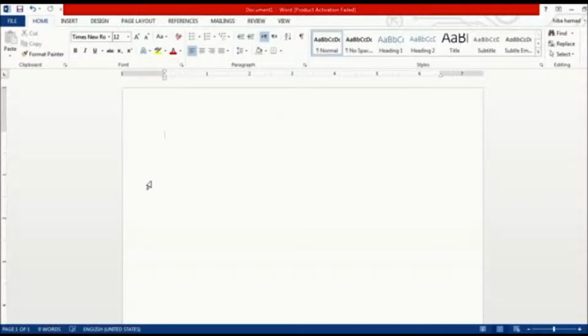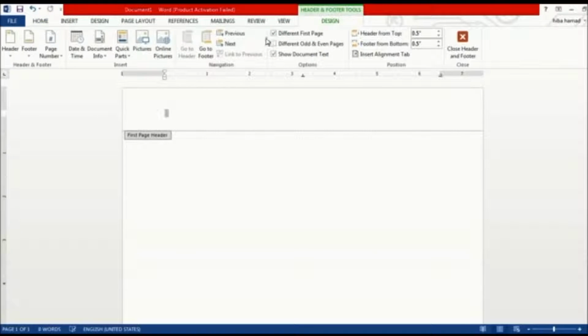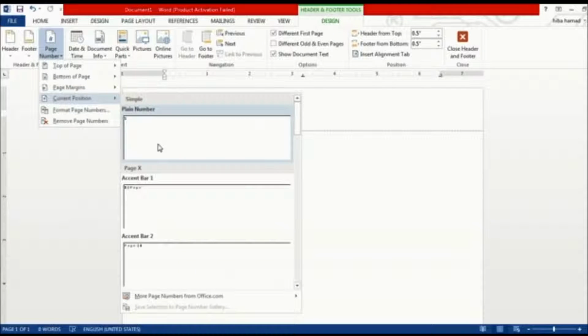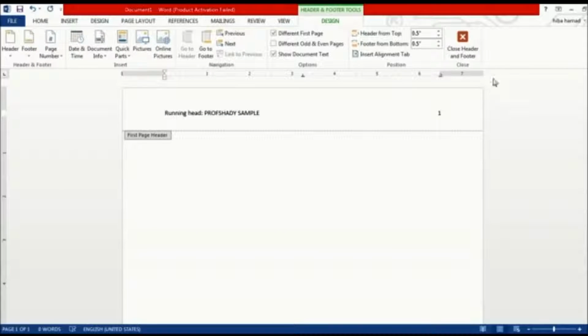So now moving on to the header, it must be a different first page, and then the header must be running head, Prof. Shady sample, all in uppercase. This is the title of your research. And then the number of the page should be in the current position, which is to the upper right. And this is only for your cover page.